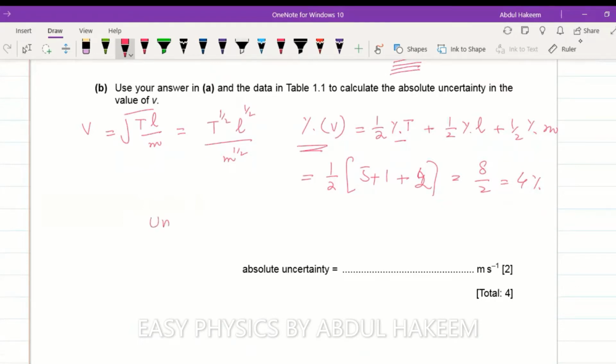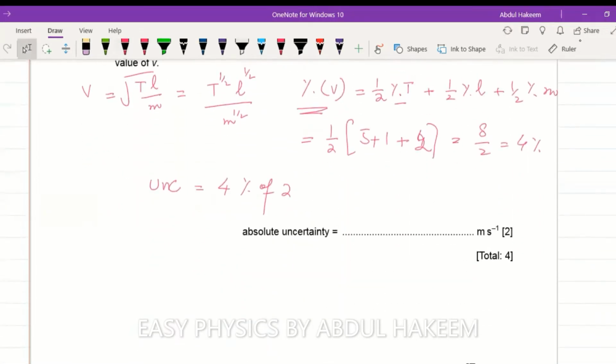So we have to calculate the actual uncertainty. It is 4% of the answer of v, which is 21. So 4 divided by 100 times 21. So it is 0.84, but the answer of the error is always quoted in one significant figure, so plus or minus 0.8.